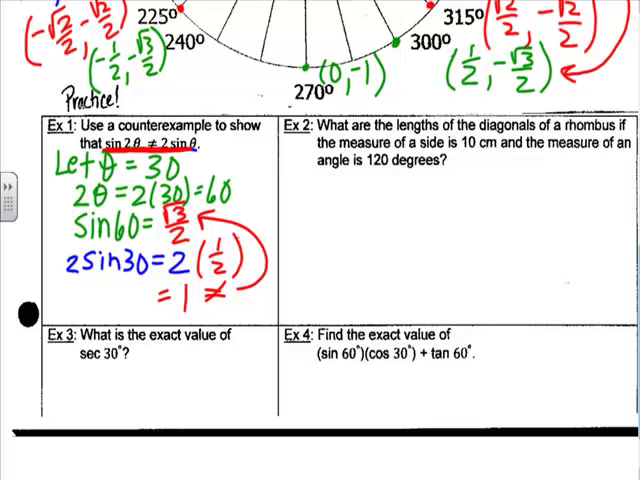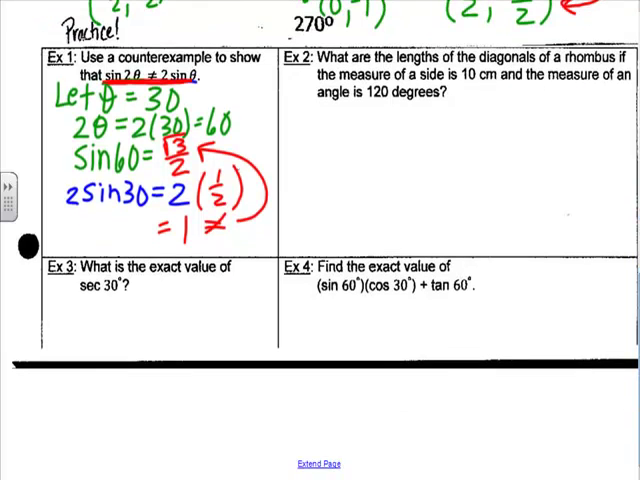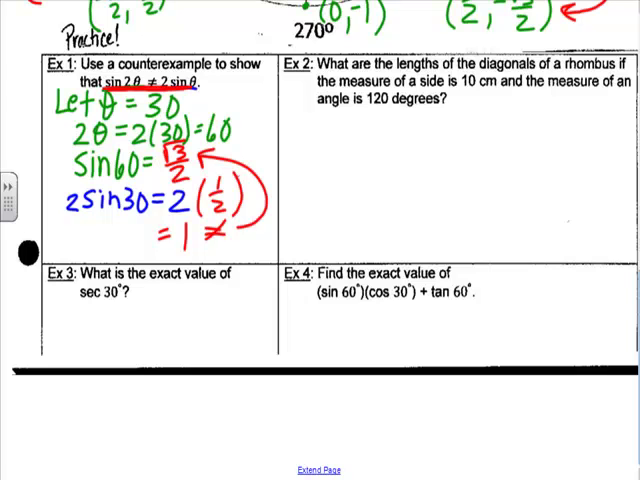Okay, here's another little journey back into the land of geometry for a minute, just to practice with this. Lengths of diagonals of a rhombus. If the measure of a side is 10 centimeters, then the measure of an angle is 120 degrees. So let's draw a little rhombus. And I would suggest on any of these problems that I'm doing, you could always stop the video and try it yourself, and then turn the video back on and see how you did.